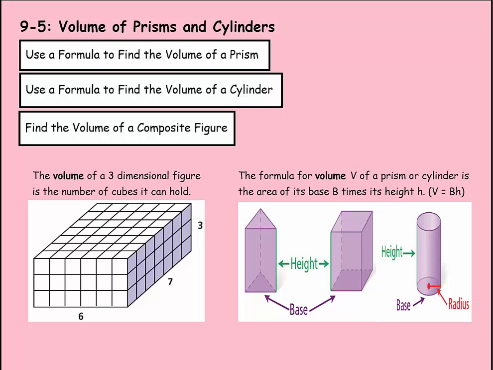We're on lesson 5 of chapter 9, which is the volume of prisms and cylinders. First, we're going to use a formula to find the volume of a prism. Then we'll use a formula to find the volume of a cylinder. Then we'll find the volume of a composite figure. So today we're focusing on volume.